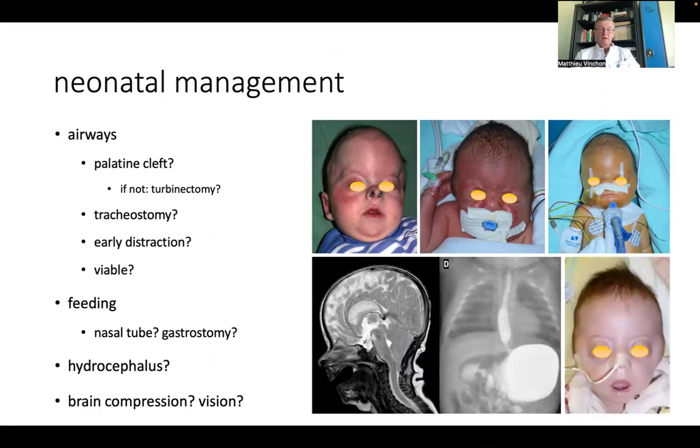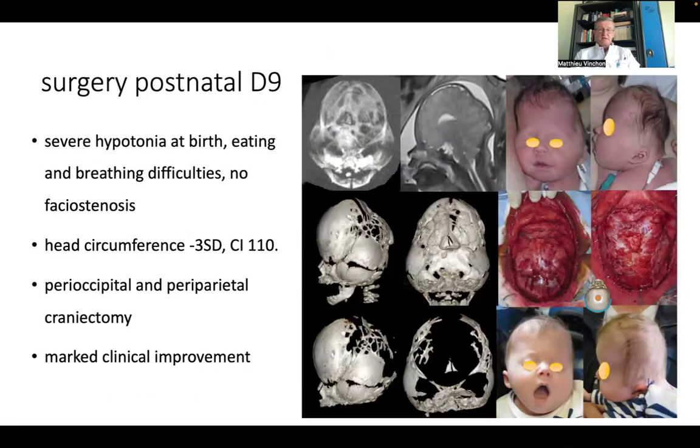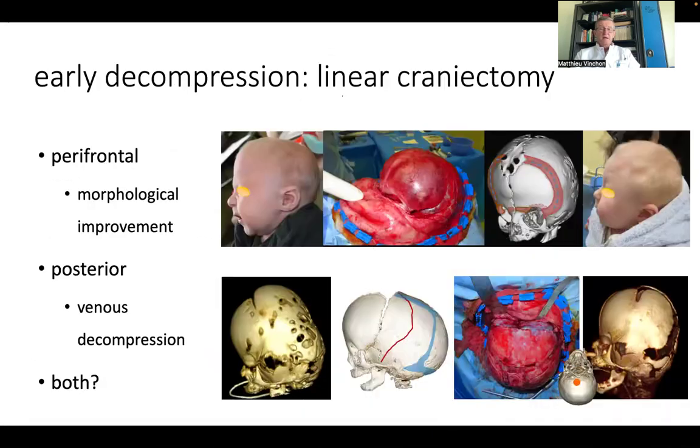And there may be brain compression and vision problems. This is an example of a newborn who had to be operated at day 9 of his life because he had severe hypotonia, eating and breathing difficulties, and we did a posterior linear craniectomy, and he was markedly improved. So we may need to operate a little bit later by linear craniectomy. It can be a perifrontal craniectomy, which improves both compression and shape, or posterior decompression.